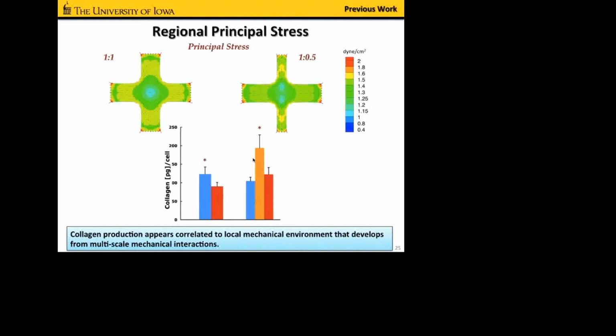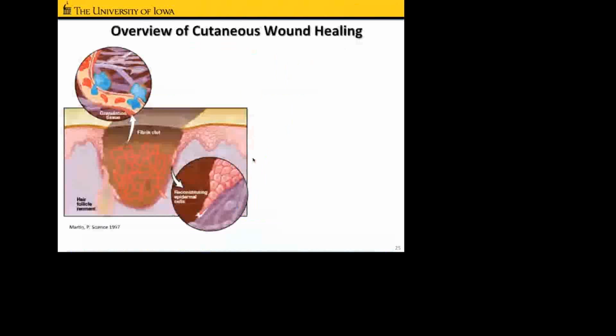And this is just in a static system. We're not stretching it or anything like that. So it seems like these cells are communicating across the tissue and setting up a loading environment that is heterogeneously affecting cell behavior in terms of the remodeling process. Okay, so all of this now relates to this idea of wound healing.